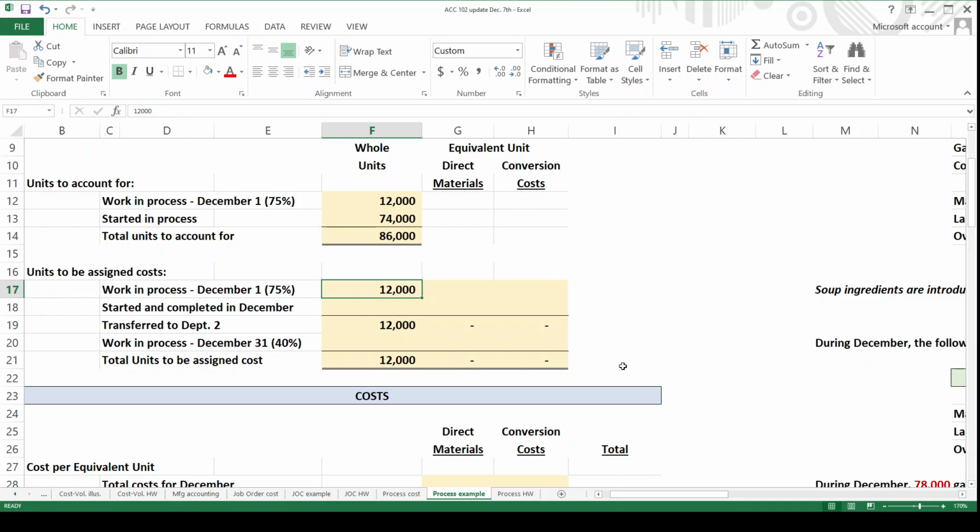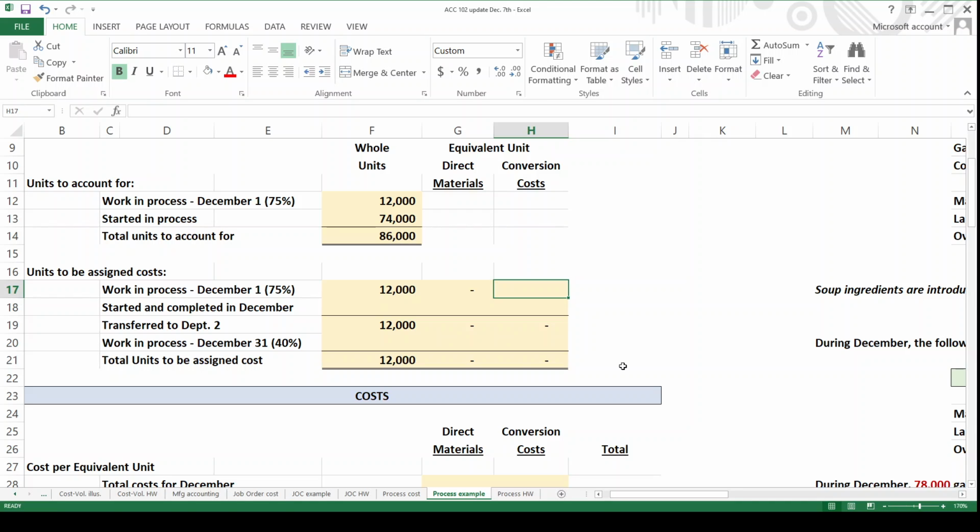And the materials, in this case the components of the soup in the mixing department, are added at the beginning of the process. So if these are partially worked on and you added materials at the beginning of the process, which in this case would have been in November, how much materials will you add in December? And the answer is you will add 0. Check. Okay. Conversion cost, that's going to be your labor and overhead.